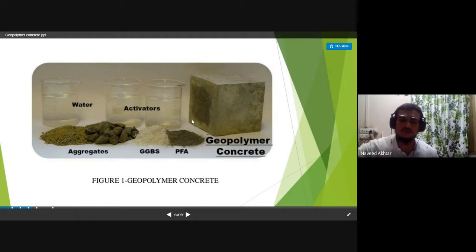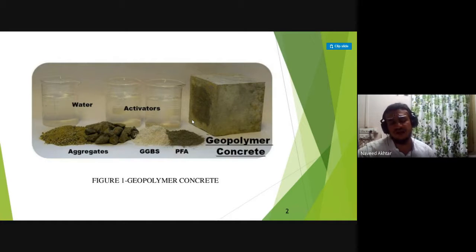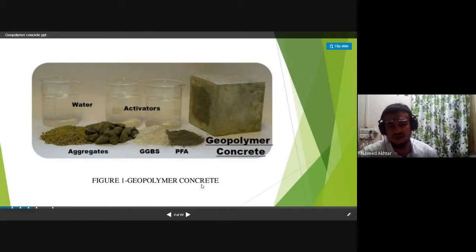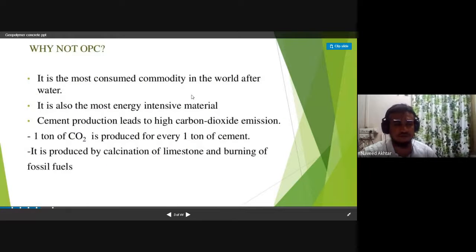But it uses byproduct material, because the fly ash is from thermal power stations, and the ground granulated blast furnace slag is from the iron industry. So these are byproduct materials. We can use them instead of dumping the fly ash and GGBS on our agricultural land, and using them in construction material is very useful. For this, geopolymer concrete is the very best option.